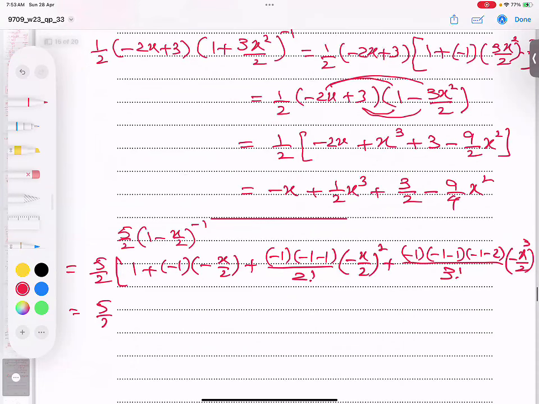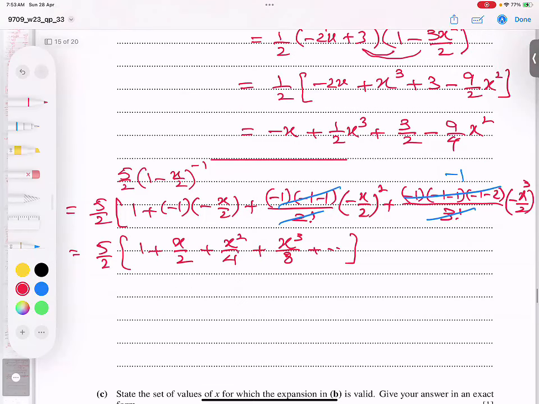And 5 by 2. Now I'm writing 1 plus x by 2. And this, students, will cancel out, and I get a plus x to power 2 over 4. And what about the other one? This will cancel out and we will get a -1. You can type in the calculator, and this negative into negative is positive, and x to power 3 over 8. So I'm multiplying, I get 5 by 2 plus 5x over 4 plus 5x squared over 8 and 5x cubed over 16. This is another part.